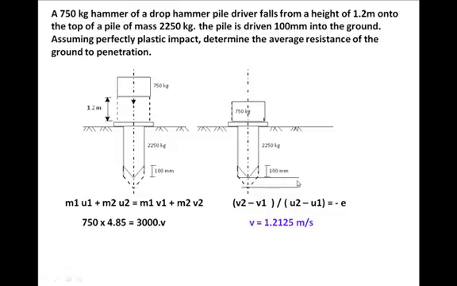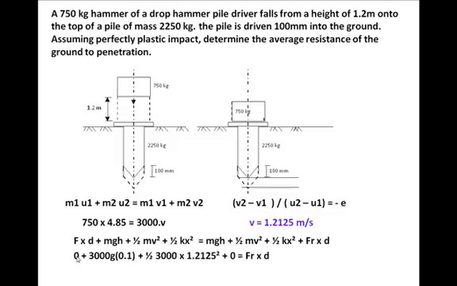Now we treat it as an energy problem and write out the terms. See, F into d is 0 because there is no external force. MGH, I take this as reference, it has gone from here to here. So it is 3000 g into 0.1, plus half into 3000 into 1.2125 square is half mv square, and no spring, so half kx square is 0.